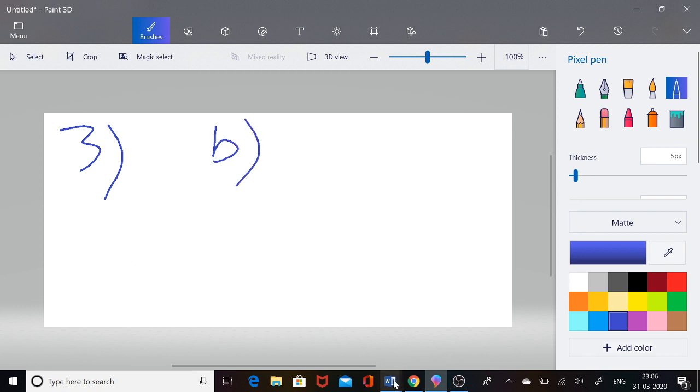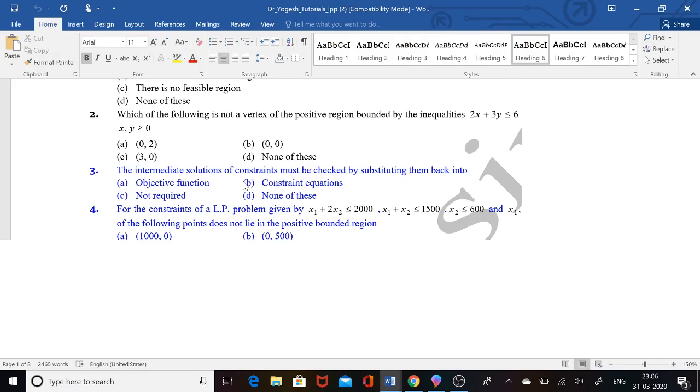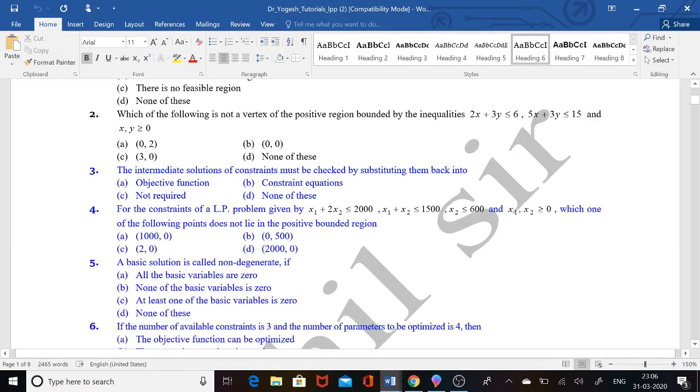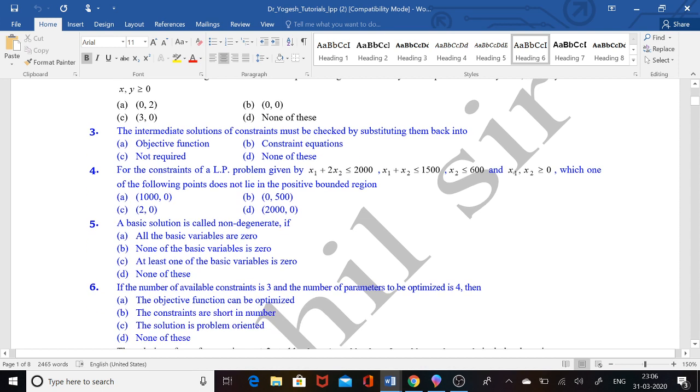It is obvious. The third answer is B. Because the intermediate solution of the constraint must be checked by substituting back in them. So obviously you're going to substitute in the constraint equation. Question number 4.